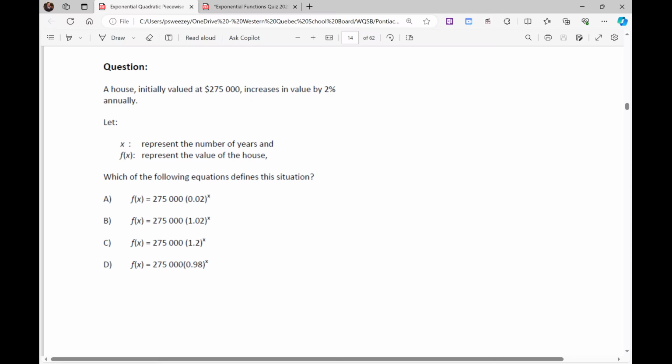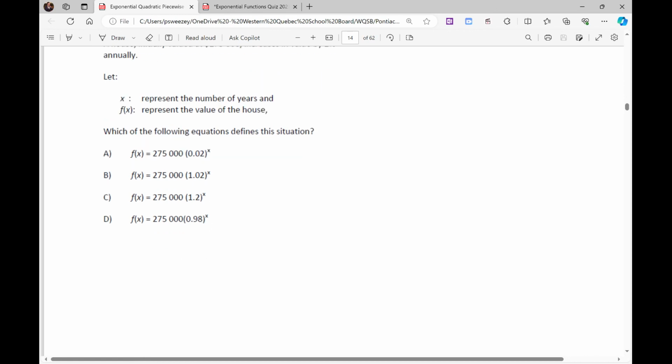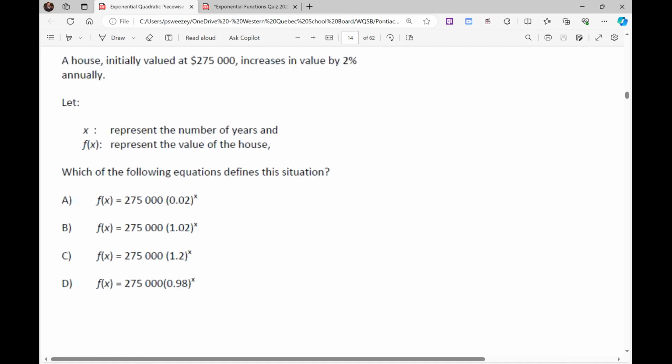All right, so we essentially have a scenario where it says a house initially valued at 275 increases in value by 2% annually. Let X represent the number of years and Y represent the value of the house. Which one of these equations here defines that scenario?